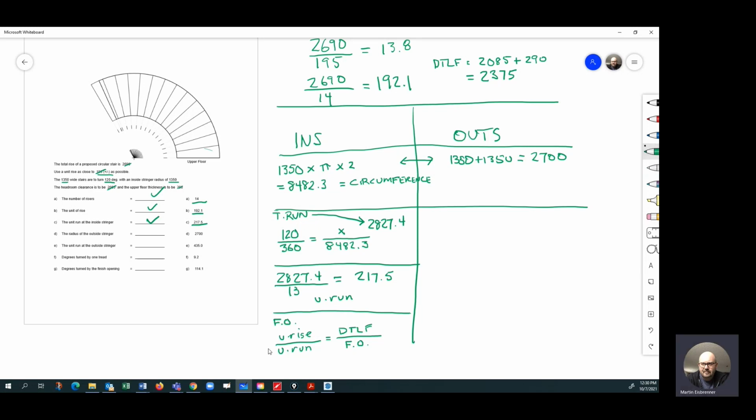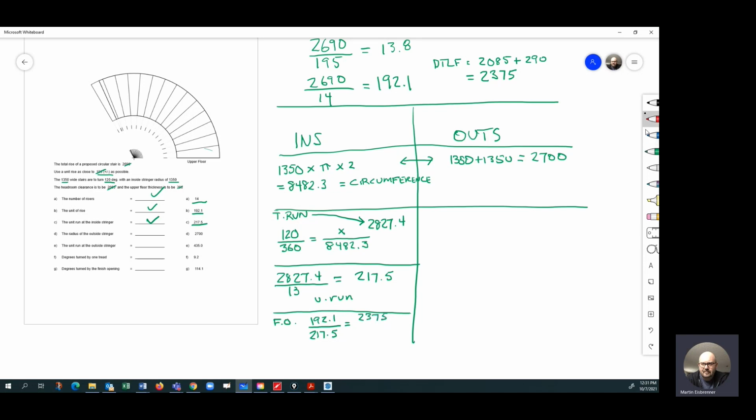Okay, but in this problem then, let's pop the numbers in there, actually. So it's unit rise, which we calculated earlier to be 192.1, and unit run, which we just calculated to be 217.5, and the DTLF, which we calculated from the outside there, the beginning, 2375.